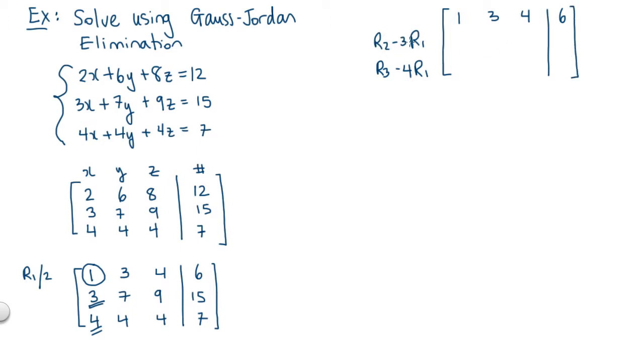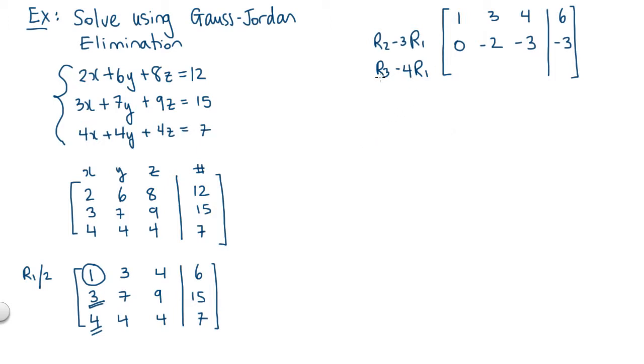So if we do row 2 minus 3 times row 1, we're going to get 0. 7 minus 9 will give us negative 2. 9 minus 12 will give us negative 3. And 15 minus 18 will give us negative 3.